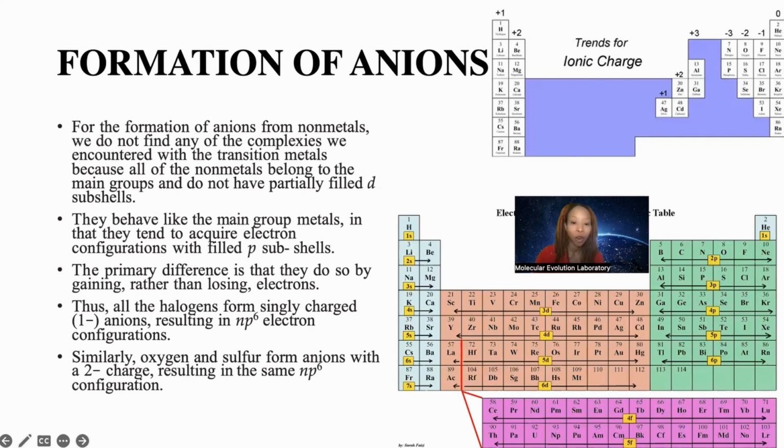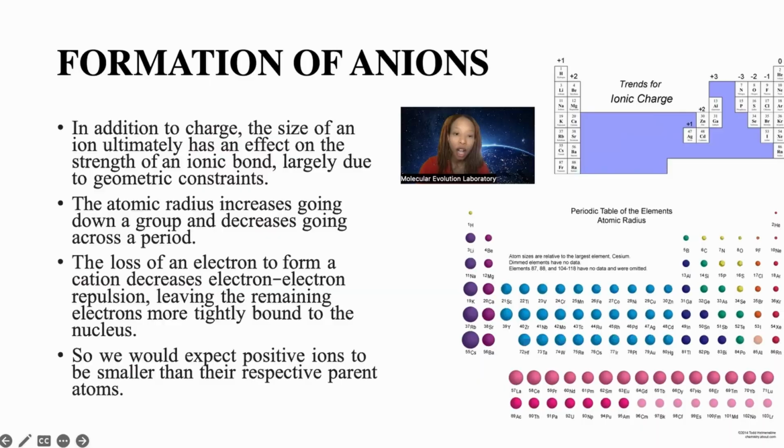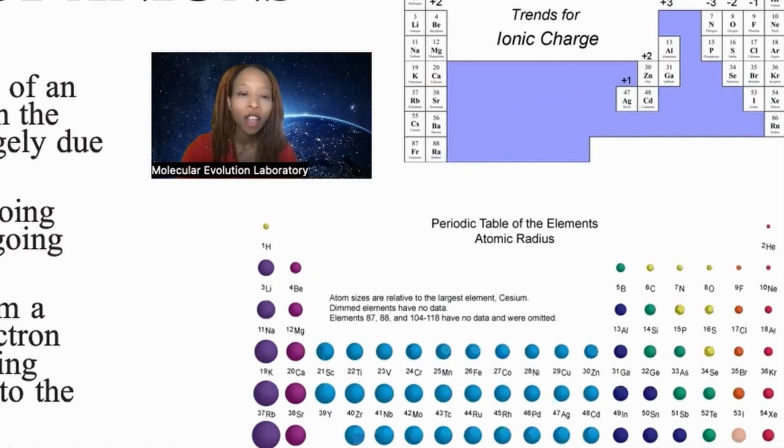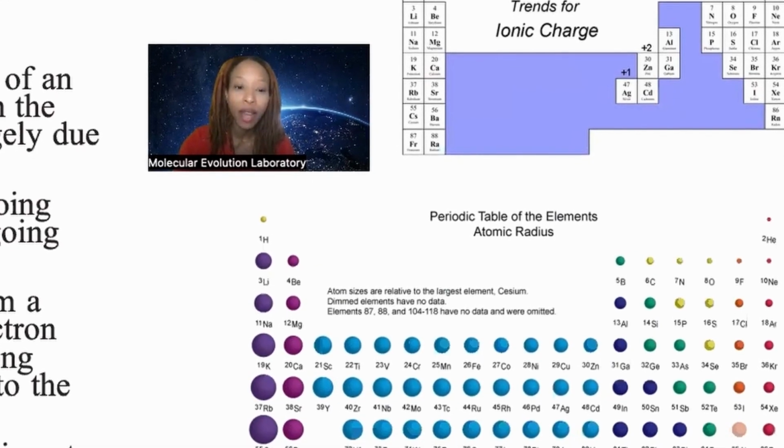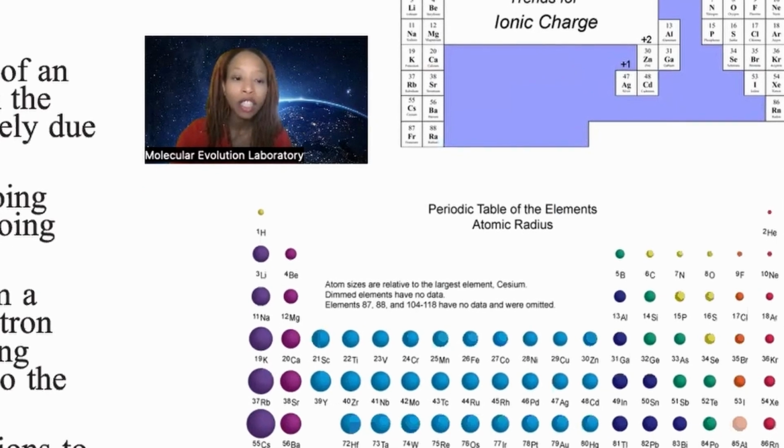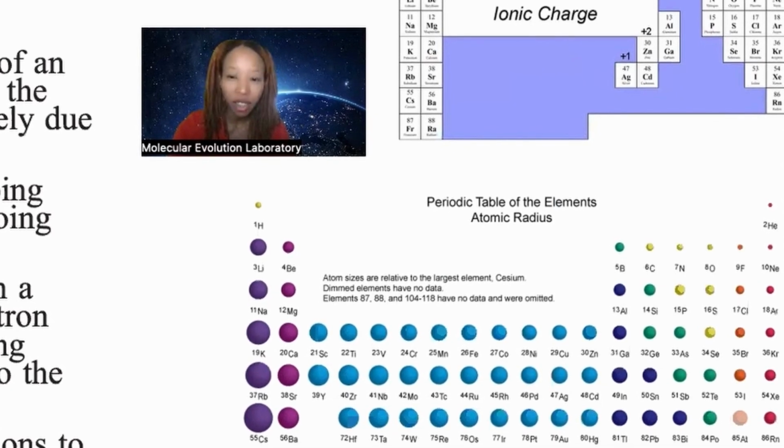All the halogens form singly charged 1- anions, resulting in a p6 electron configuration. Similarly, oxygen and sulfur form anions with a 2- charge, resulting in the same np6 configuration. In addition to the charge, the size of the ion ultimately has an effect on the strength of the ionic bond, largely due to geometric constraints.